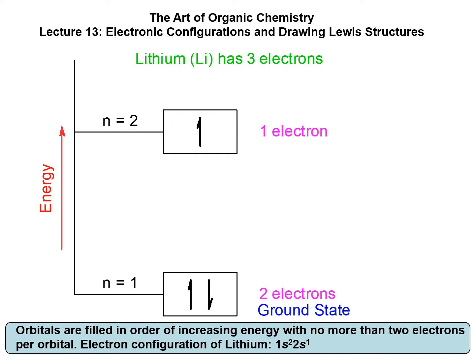So if we look at lithium, lithium has 3 electrons. We look at the ground state, we fill the orbital with 2 electrons. Each orbital can hold a maximum of 2, and then we jump up to n equals 2, and we fill that last orbital, or n2 shell, with 1 electron. The total electron count is 3. Orbitals are filled in order of increasing energy with no more than 2 electrons per orbital. The electron configuration of lithium is 1s2, 2s1.